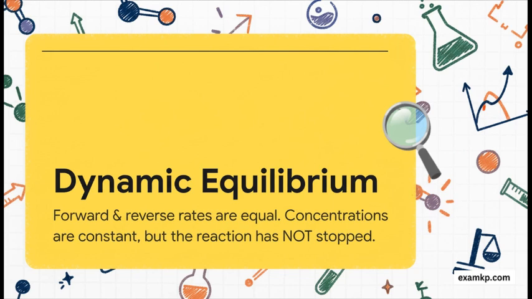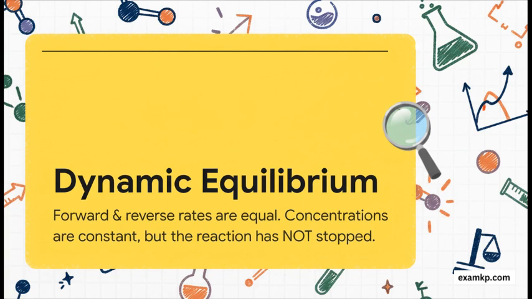It hasn't. Not at all. It's just that the speed of the forward reaction, making products, is now perfectly equal to the speed of the reverse reaction, turning back into reactants. Imagine two people walking in opposite directions on an escalator. They are both moving, but their position on the staircase stays the same.